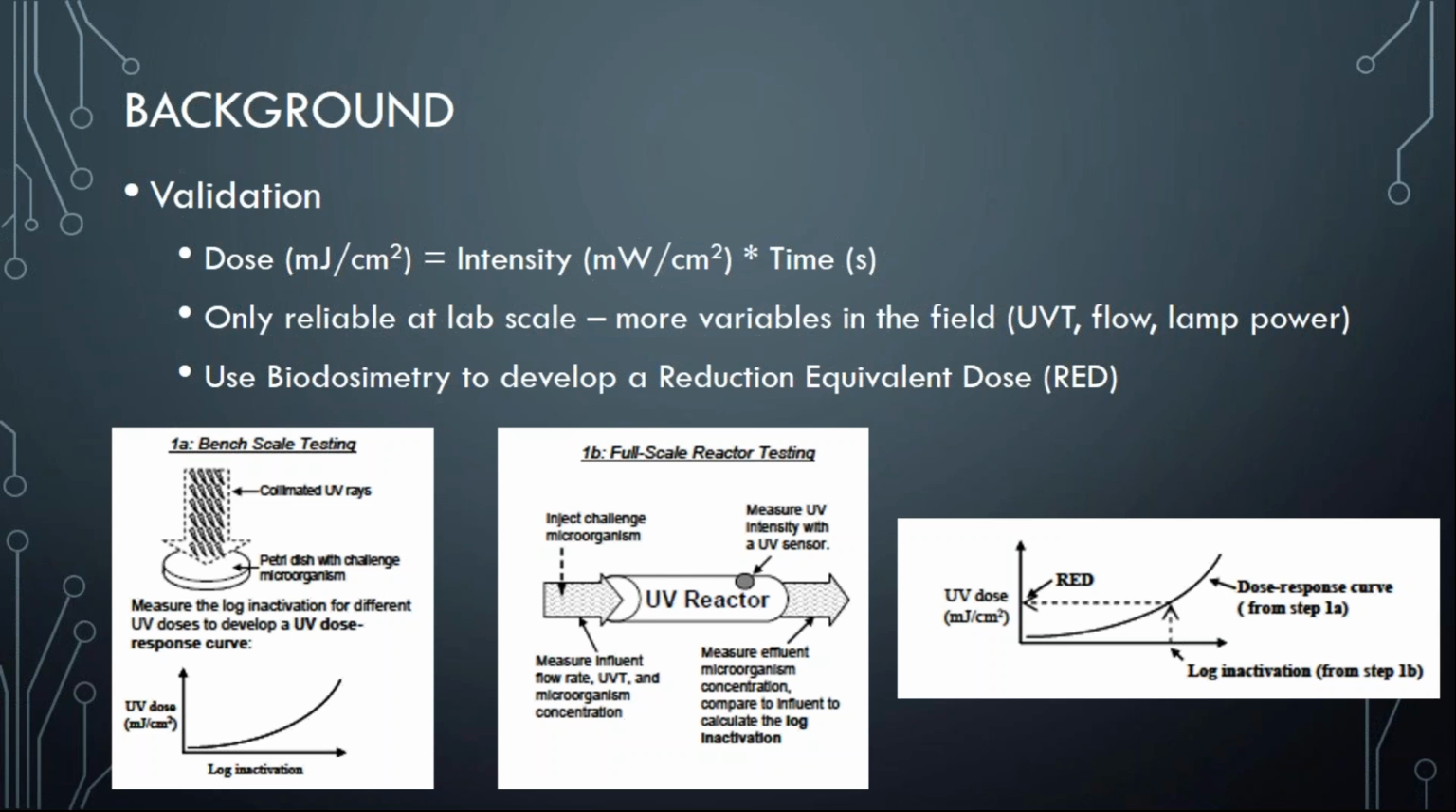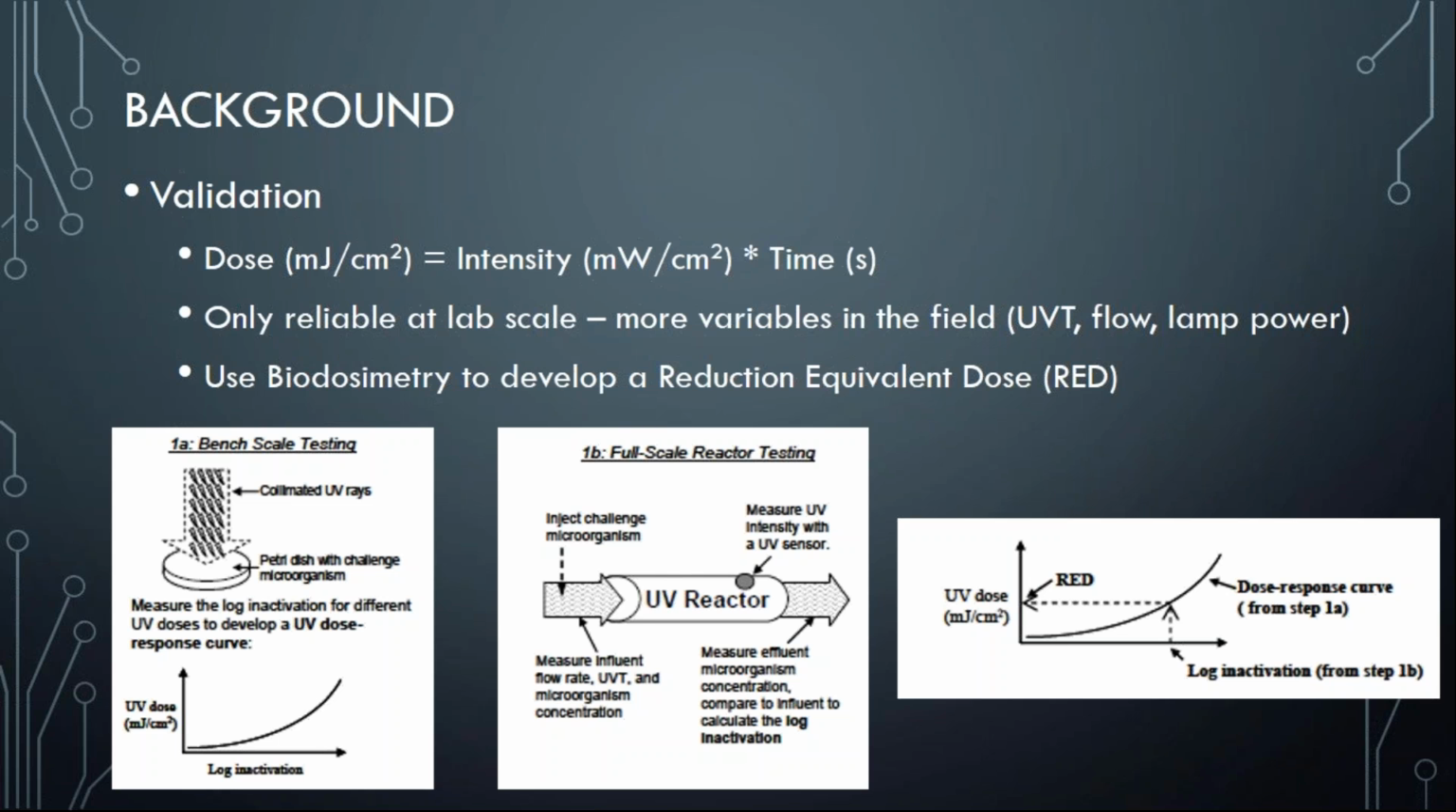UV unit in the field or in a public water treatment plant, a lot of things can change. The flow rate can change, the power level can change, the UVT, which for those of you that don't know, UVT is the UV transmittance of the water. So a 90% UVT basically means 90% of the light is getting through and 10% is being absorbed by that water matrix. So all those things can change in the field.